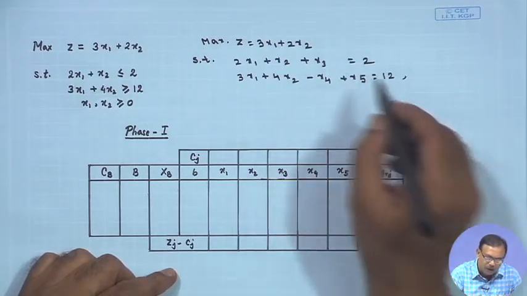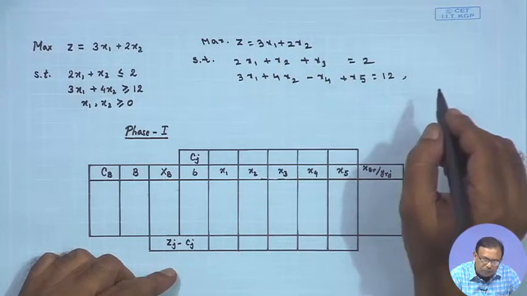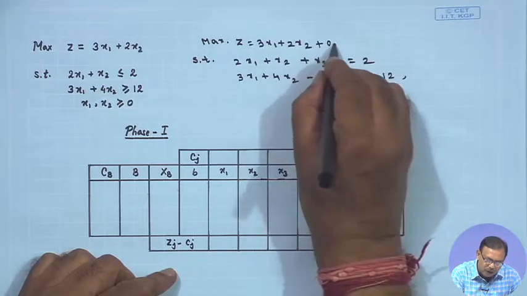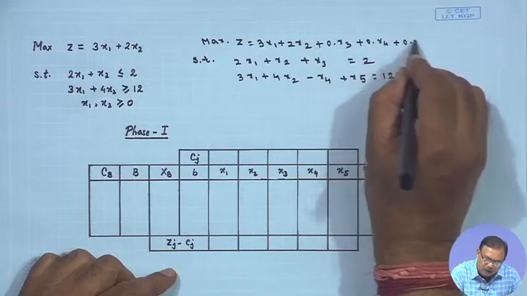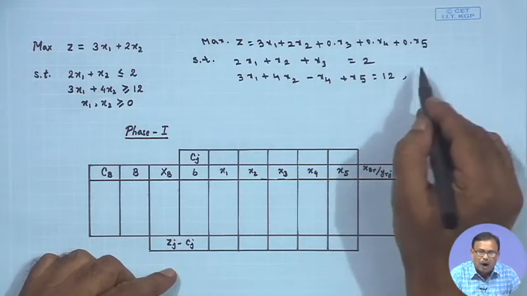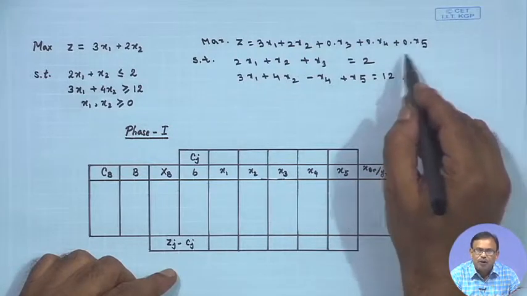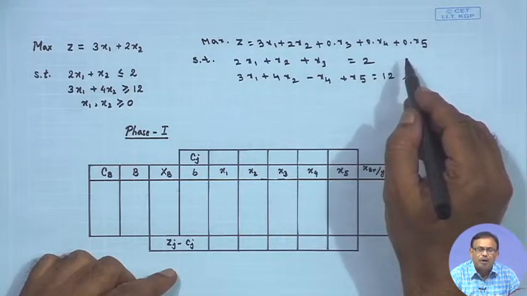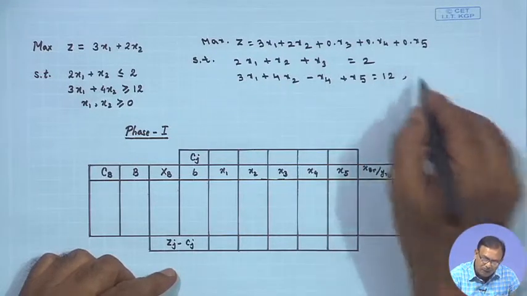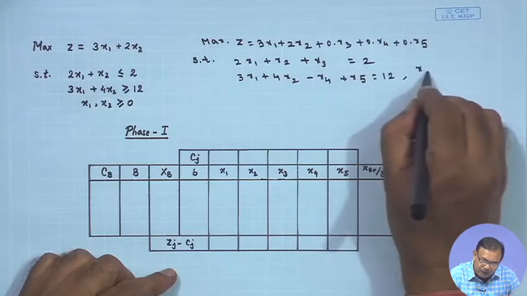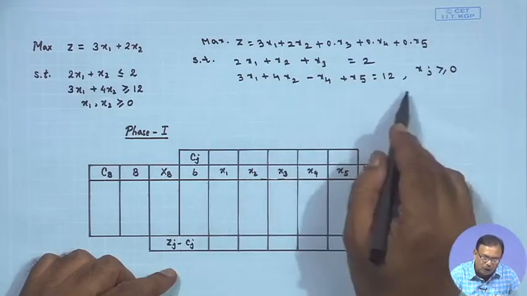So, here you will add accordingly 0 into x3 plus 0 into x4 plus 0 into x5. Again I am repeating this: for an artificial variable in the two-phase method the coefficient is 0, not like the big M method where we were using the coefficient as minus M, and xj is greater than or equal to 0 for j equals 1 to 5.